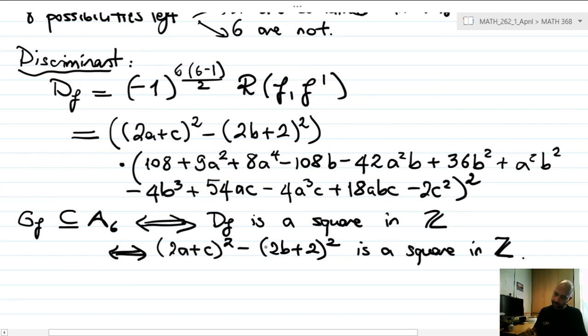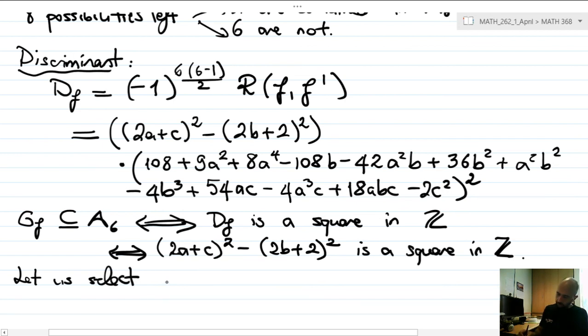Now, it's like the difference of two squares being equal to a square, so it's very much like a Pythagorean triple. And there are many of these, you know. So you can choose your favorite Pythagorean triple and end up with something whose Galois group lies inside A6. So let's select one particular example.